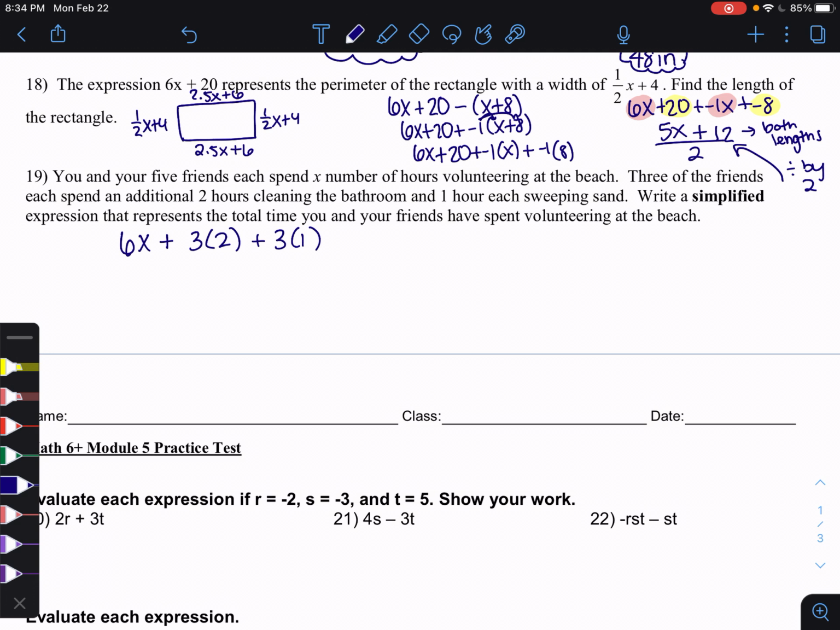So it says, write a simplified expression that represents the total time you and your friends have spent volunteering at the beach. So here is the 6 hours that all of us are spending. Here's the extra 2 and the extra 1 that those 3 other people are spending. So I'm going to have 6x plus 6 plus 3. I'm going to combine my like terms right here. And I have 6x plus 9.